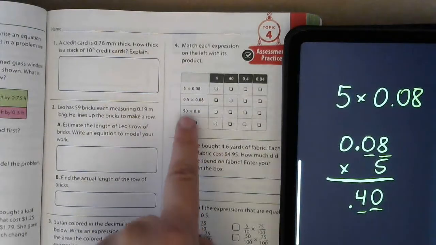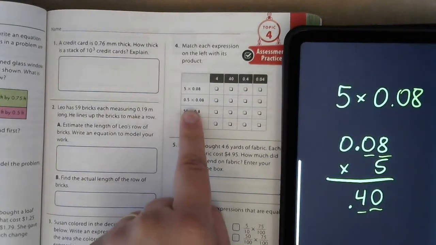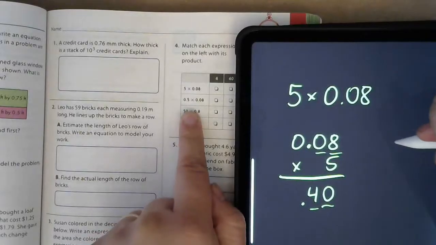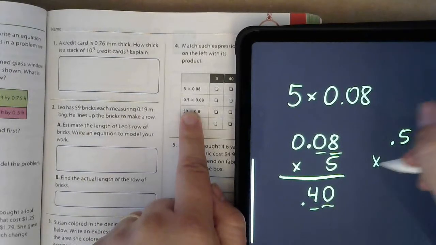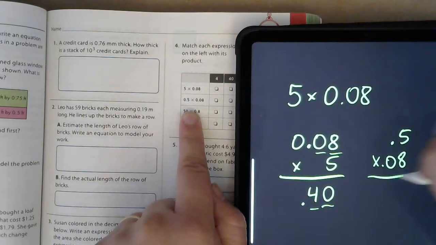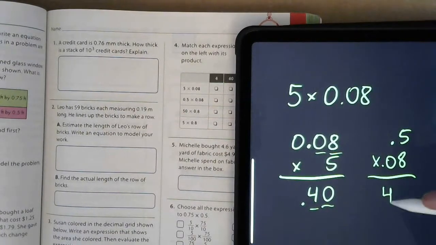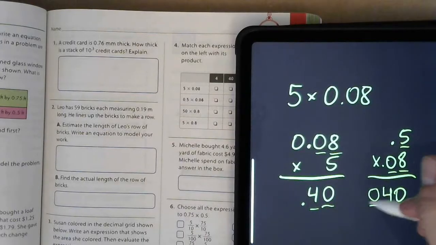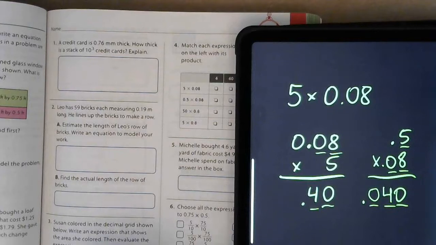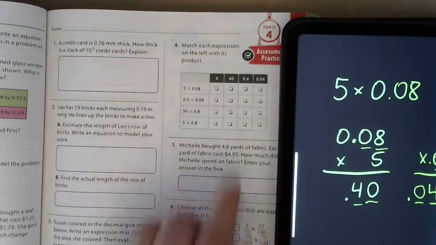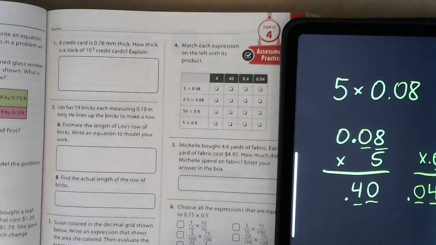The next one is 5 tenths times 8 hundredths. So let me work that one out. I have 5 tenths times 8 hundredths. So I'm going to multiply. 5 times 8 is 40. I have 1, 2, 3 spaces. I'll fill in a 0 and put my decimal. I get 40 thousandths, or I could kind of scrap this 0 and just call it 4 hundredths. Look, there's 4 hundredths.